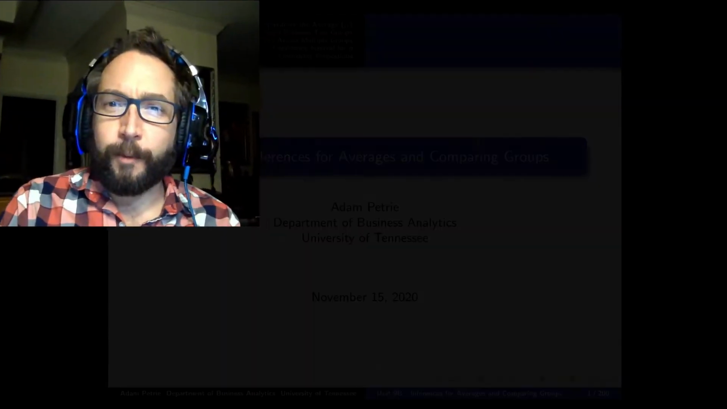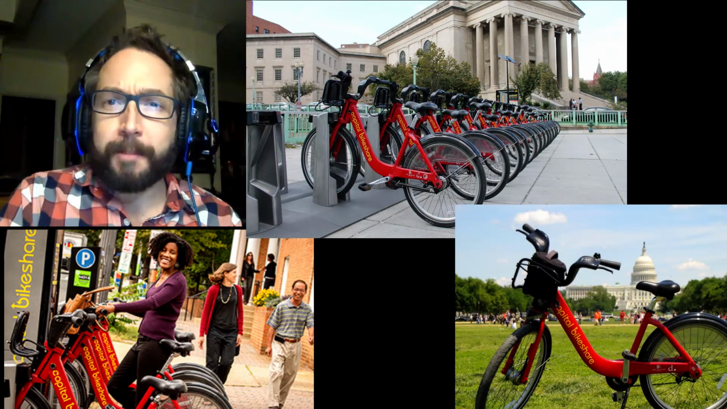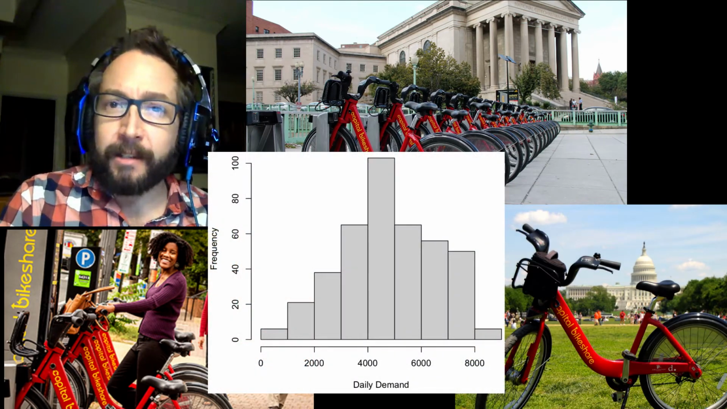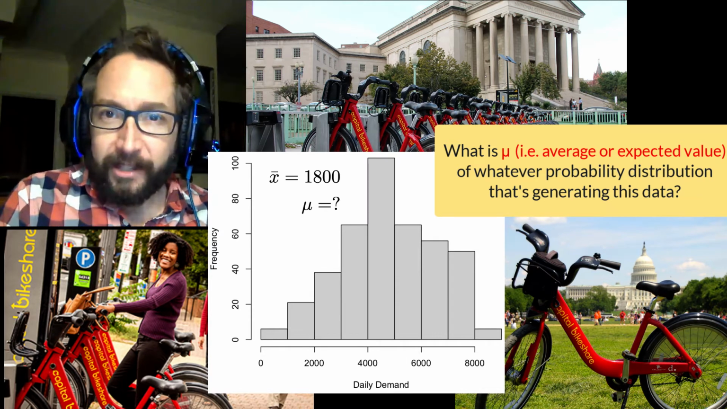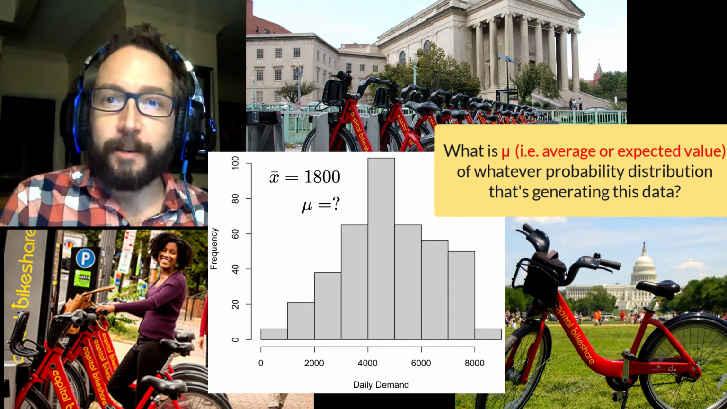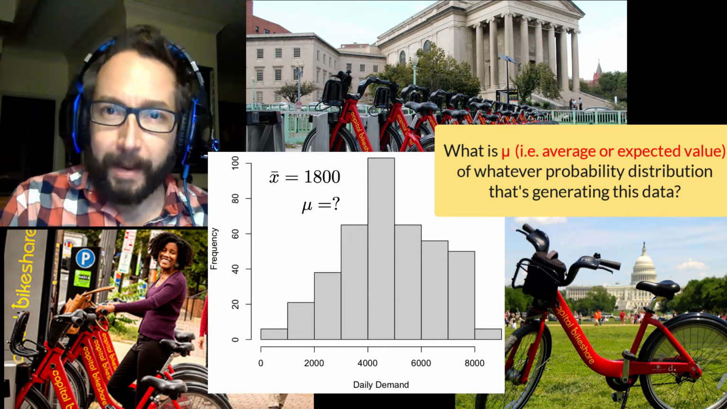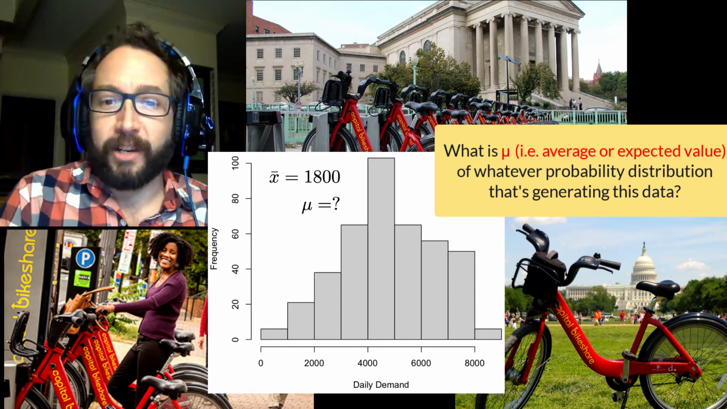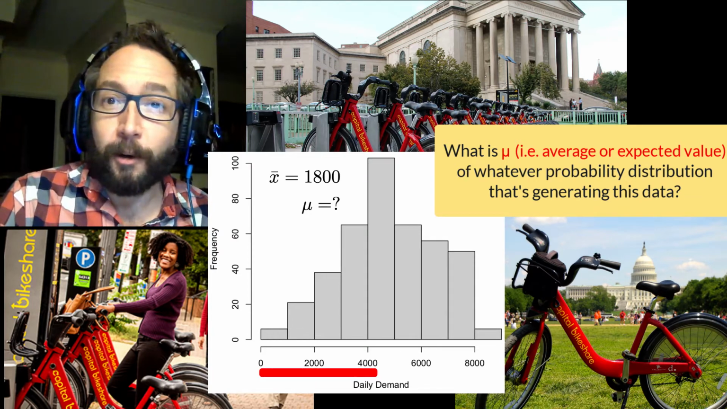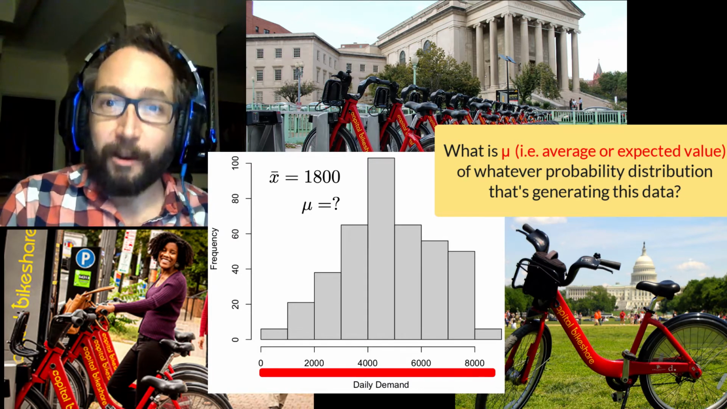Imagine that you're working for the Capital Bikeshare Program in Washington, D.C., and it's your job to figure out what the average demand is for bicycles at kiosks that are placed around the city. And so you collect some past data and you make a histogram of the past demands. And you find that the past demands are really quite variable, ranging anywhere from just a little bit above zero all the way up to over 8,000.